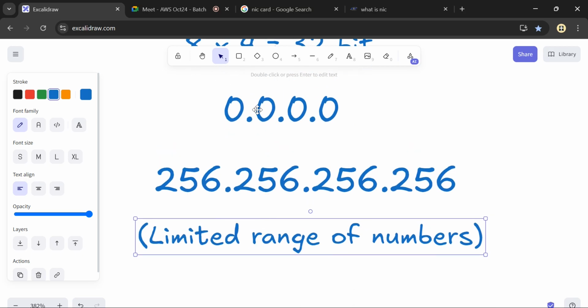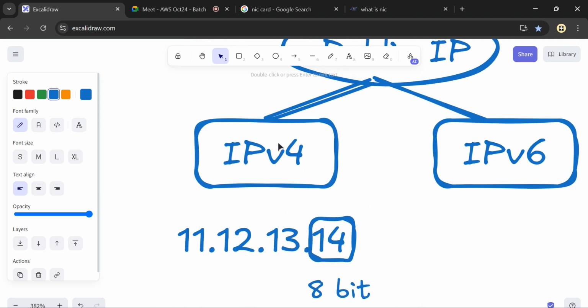So you can see here, from 0 to 256, the combinations of these numbers are very limited, and that is the reason why the IP address is not constant. The moment you restart your laptop, or your EC2 instance, the IP address will change, right? It keeps on changing because it has a limited scope and limited scalability. It cannot go beyond a limited range of numbers. So that is the reason why IPv4 keeps on changing.